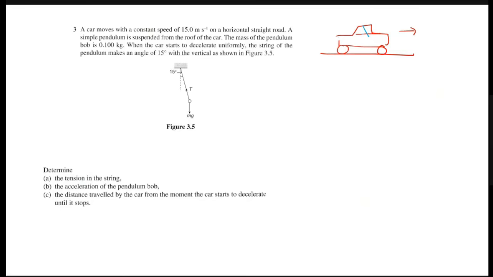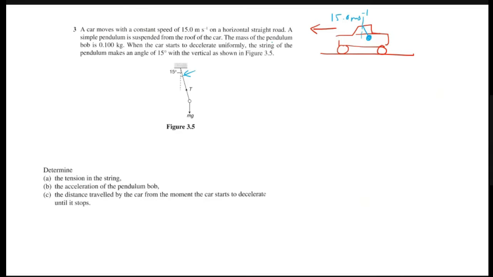It's moving to the left, right? The car is moving to the right, so the pendulum bob swings to the left. Make sure. So this is what happened. The pendulum swings and makes 15 degrees with the vertical.